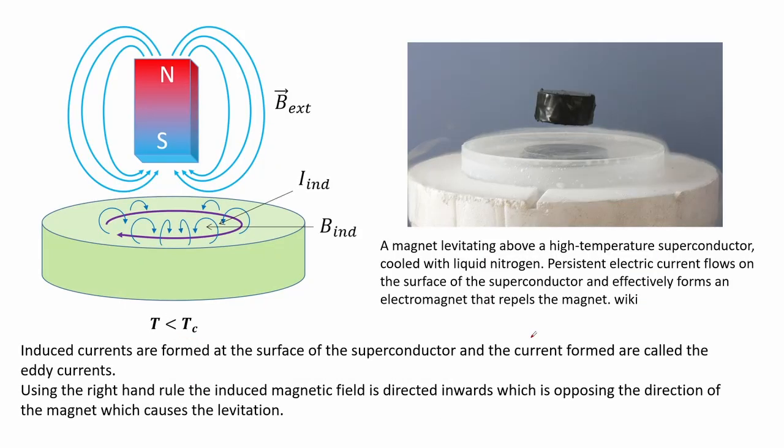Induced currents are formed at the surface of the superconductor, and the currents formed are called the eddy currents. Using the right-hand rule, the induced magnetic field is directed inwards, which is opposing the direction of the magnet, which causes the levitation. A magnet levitating above a high-temperature superconductor, cooled with liquid nitrogen. Persistent electric current flows on the surface of the superconductor and effectively forms an electromagnet that repels the magnet.